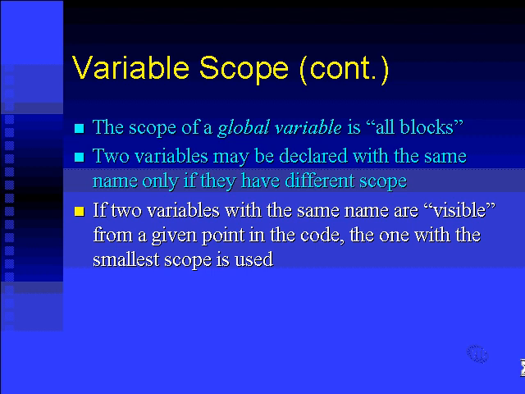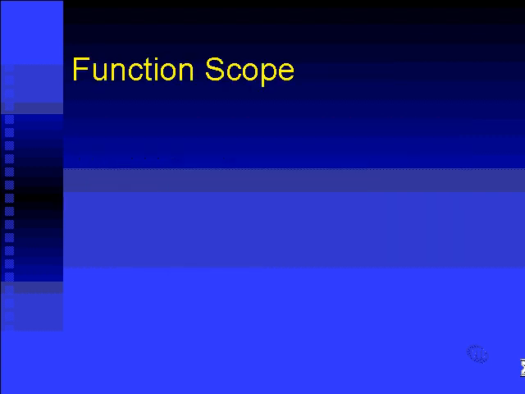Okay, that pretty much concludes the discussion on variable scope. I will show you some examples in a moment, but I want to conclude the discussion on scope by first looking at the other two types of scope, function scope and preprocessor directive scope. Firstly, function scope. Now this function scope is very, very simple.